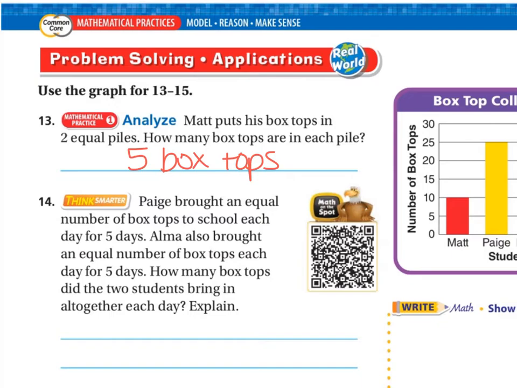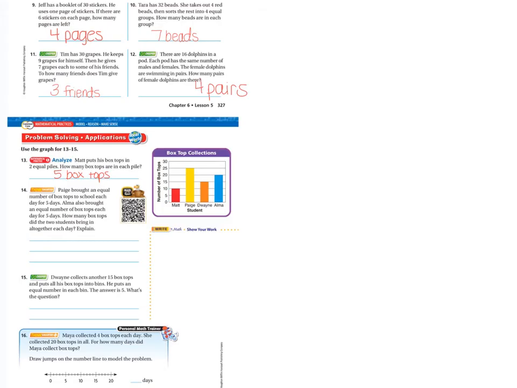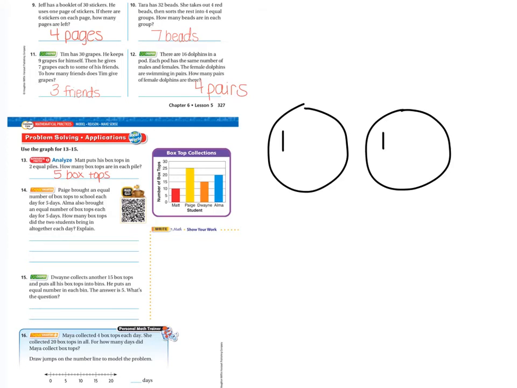Please fast forward if you got that. You should realize after looking at the bar graph that Matt has 10 box tops. If he's putting them into 2 equal piles, that is 10 divided by 2. Hopefully you were able to recognize that division equation. If not, you could absolutely draw it out like this. We have 2 piles. 1, 2, 3, 4, 5, 6, 7, 8, 9, 10. Within each pile, there are 5 box tops.